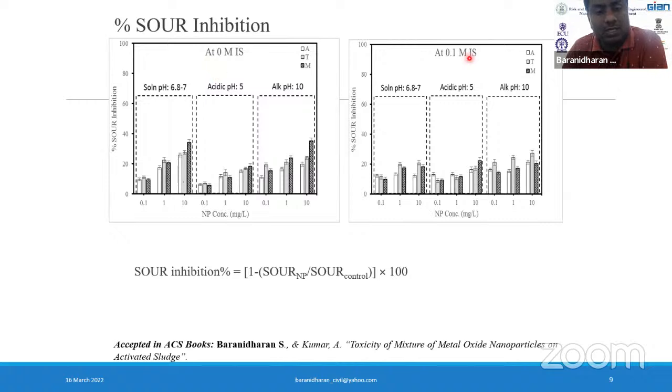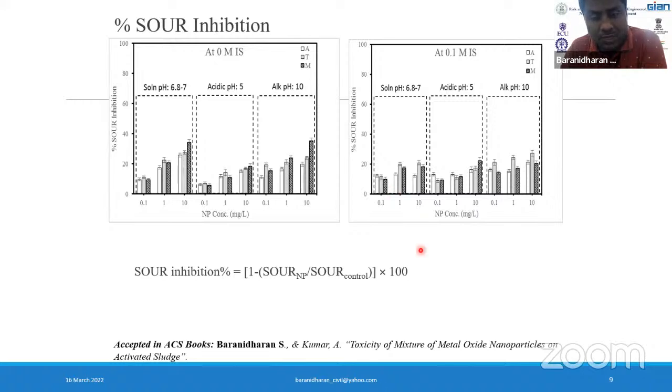Then again, one such attempt was made. At 0 molar ionic strength, if no electrolyte concentration is there, then we arrived at the mixture having a greater impact than the single nanoparticles. But when the ionic strength was increased to 0.1 molar, in some of the cases the single nanoparticles had a greater say than the mixture of nanoparticles.